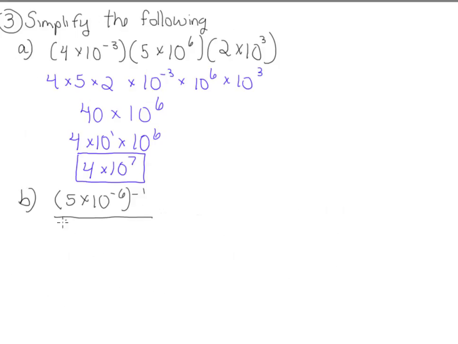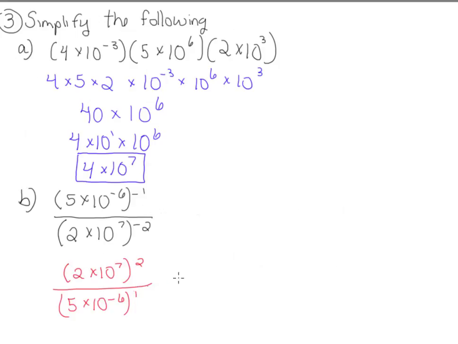In 3B, we're going to practice some division with negative exponents. In this problem, the first thing I need to do is get rid of those negative exponents by flipping the fraction. Next, I'm going to distribute the degree on the outside to all the terms inside. So that gives me 2 squared, which is 4, times 10 to the 14th power. And then I have 5 times 10 to the negative 6.